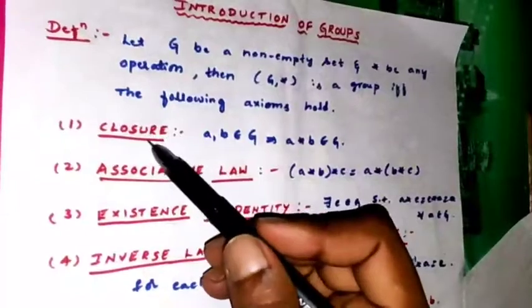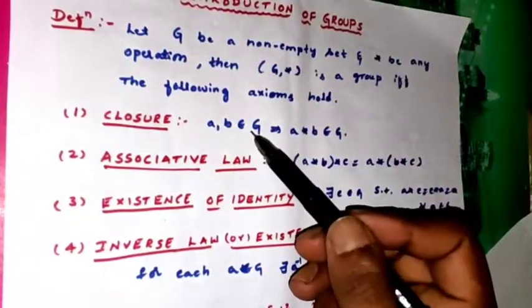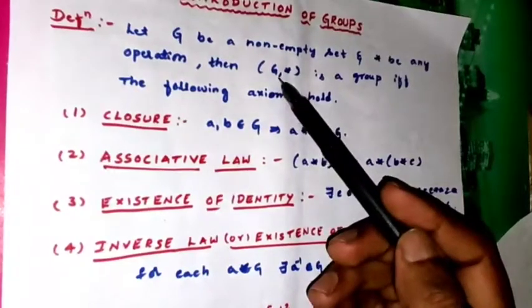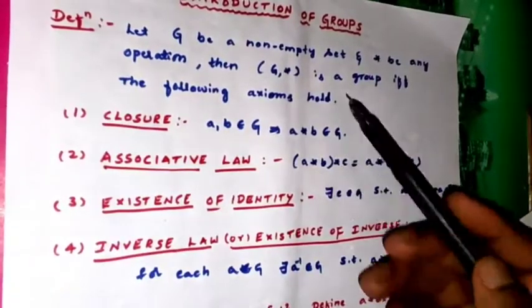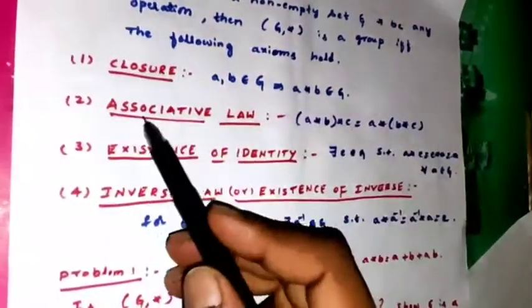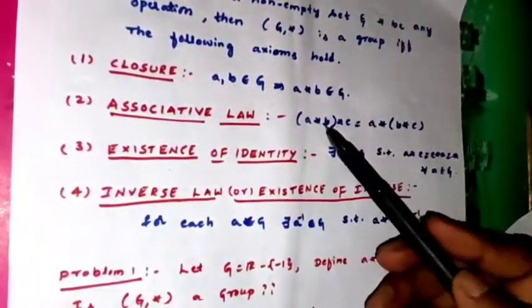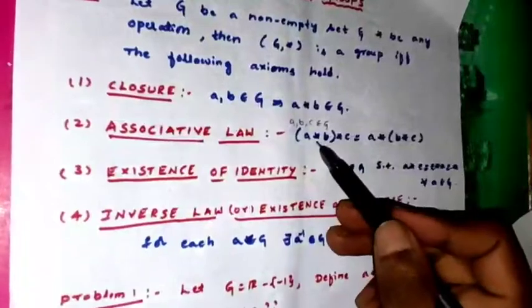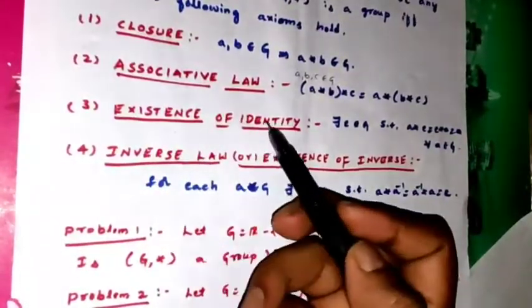First axiom is the closure property. What does the closure property say? If a, b belong to G, we take any elements in the group G, that implies a star b belongs to G only. Second axiom is the associative law. We take any three elements a, b, c belonging to G, and (a star b) star c is equal to a star (b star c).